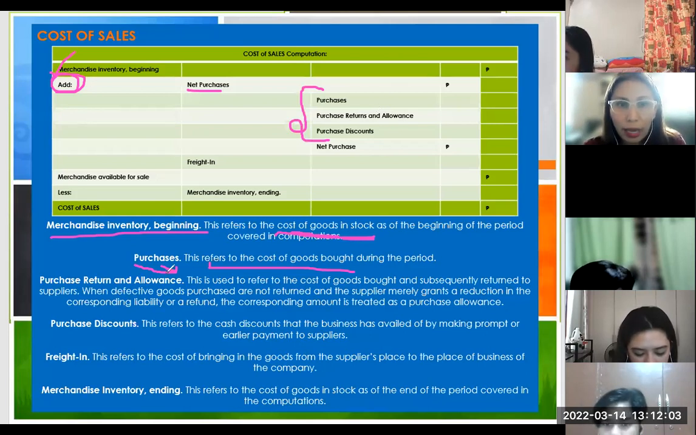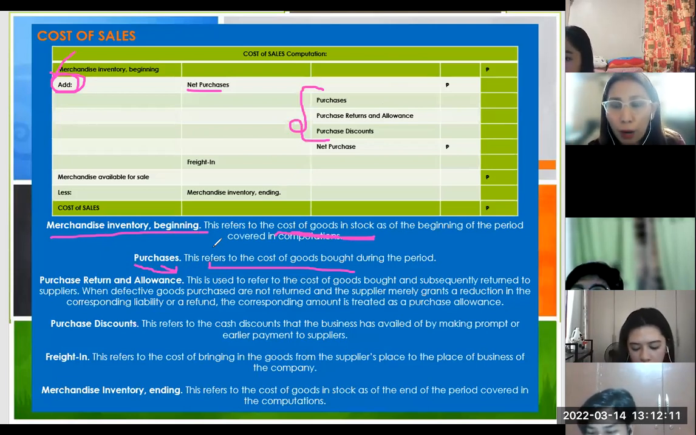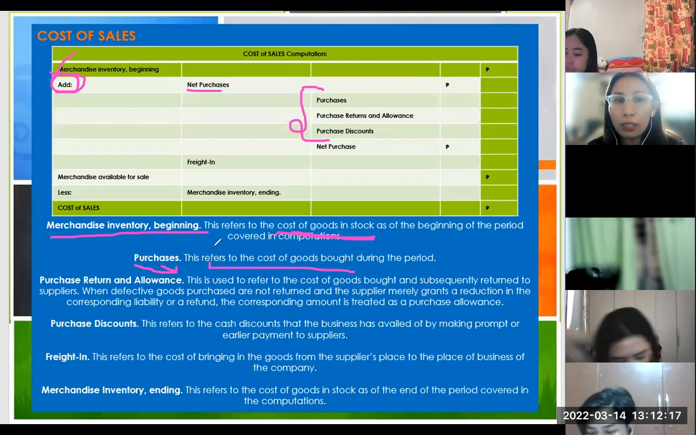Okay. Again, beginning inventory, these are the cost of goods. Okay, either finished product na siya or the materials or the ingredients that are not used are considered the merchandise inventory. Next, purchases. Purchases, these are also costs of goods bought during the period.